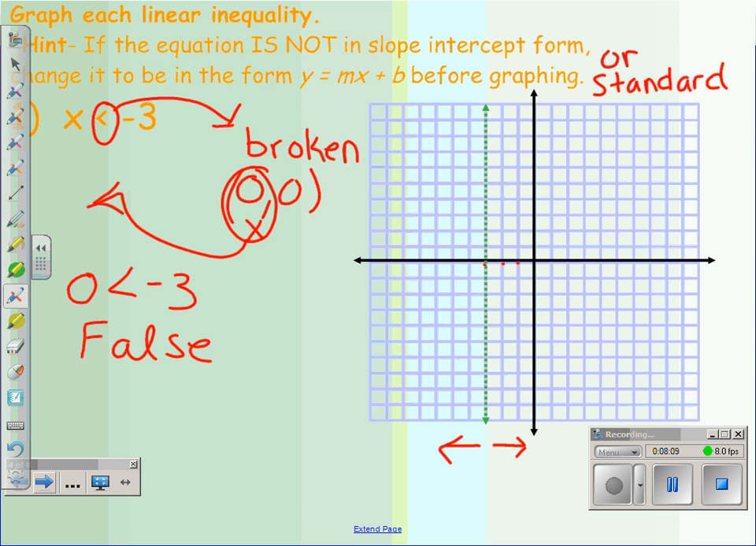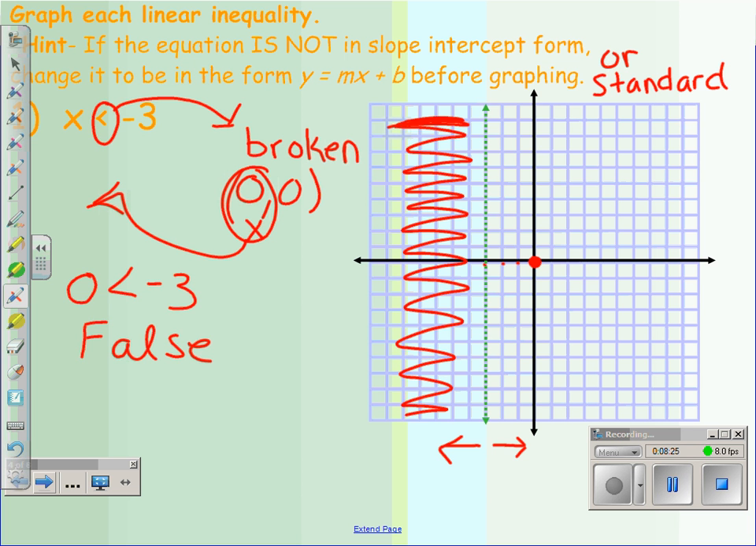So here's the thought process. Here I am at 0, 0. It is false at 0, 0. So should I shade on that side of the line? No, I should shade where the statement is true. So then you're just going to pick up your pencil and you're going to shade on the left side of negative 3.